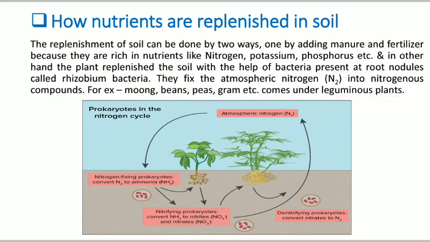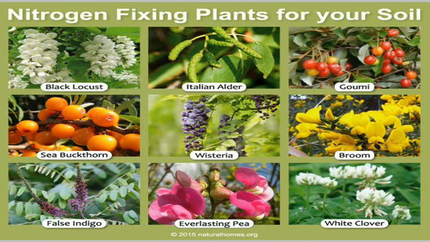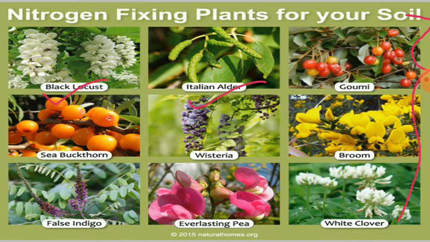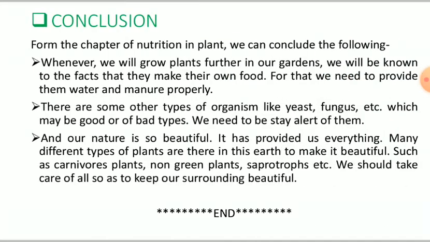In the next slide we will see some nitrogen fixing plants, as these plants fix the nitrogen in the atmosphere, such as black locust, Italian alder, gumi, broom, wisteria and white clover. These are examples of nitrogen fixing plants. So it is the end of our video.